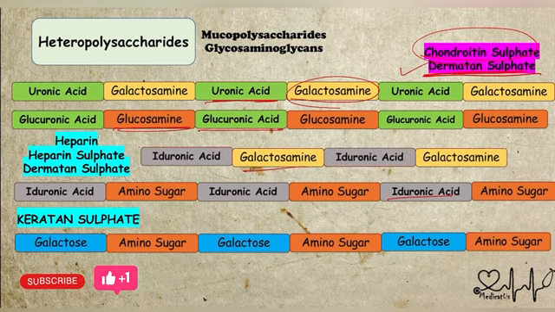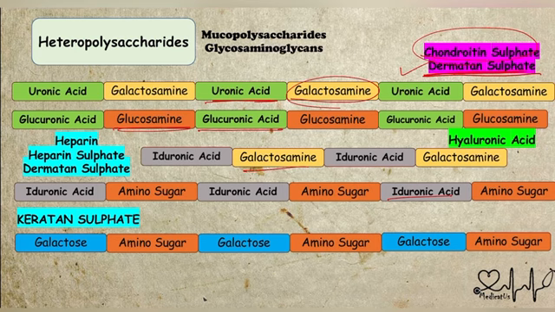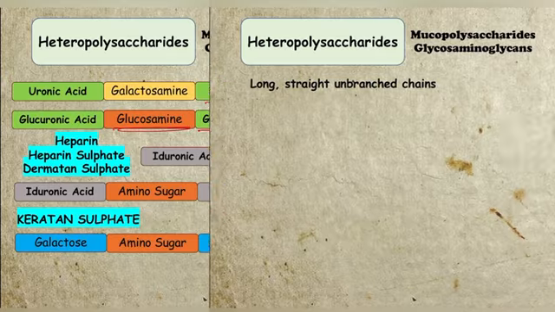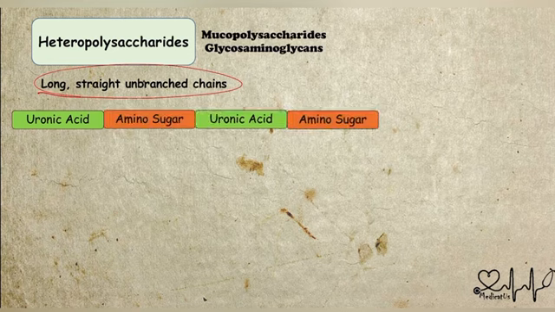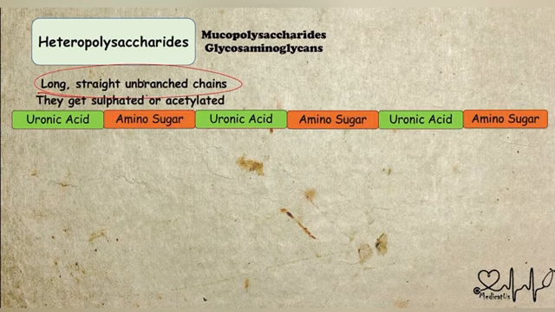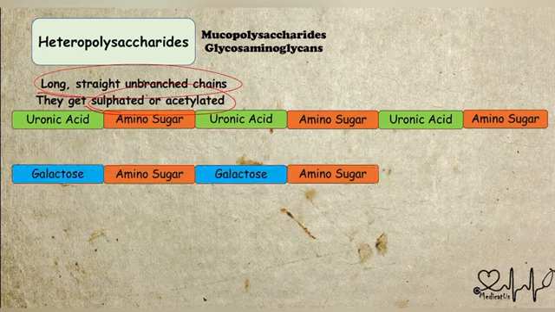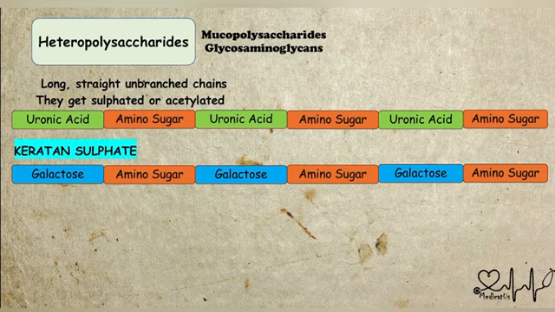It means dermatan sulfate holds all exceptions, whereas there is one mucopolysaccharide that holds no exception, and that is hyaluronic acid. It has a combination of glucuronic acid with glucosamine. So it's done. Heteropolysaccharides are long, straight, unbranched chains which have uronic acid and amino sugar alternatively arranged, and they get sulfated or acetylated. And instead of uronic acid, there is a galactose and amino sugar combination in keratan sulfate.